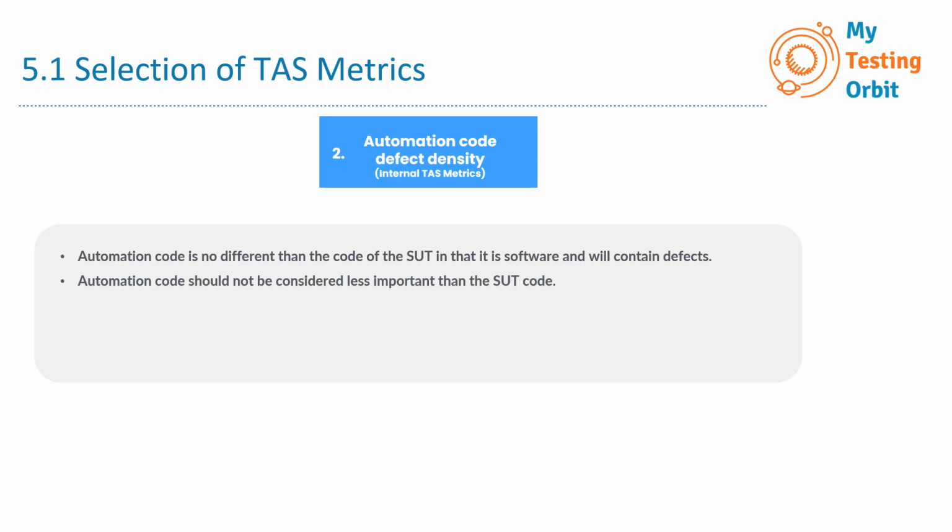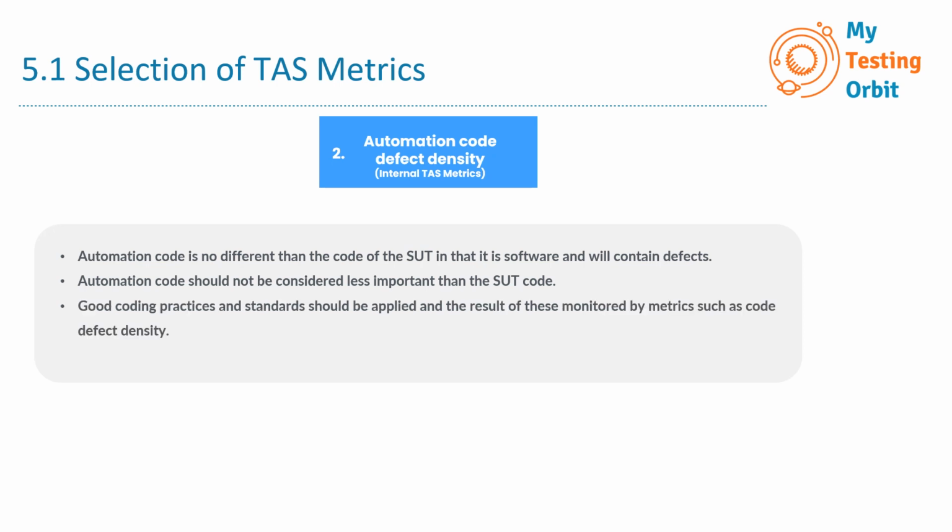Automation code should not be considered less important than the SUT code. Okay, so do not underestimate the importance of your automation code. It's as crucial as the SUT code. It plays a vital role in ensuring that your testing processes run smoothly. Good coding practices and standards should be applied, and the result of these monitored by metrics such as code defect density. You should follow best coding practices and standards when writing automation code. Metrics like code defect density can help you keep track of how well you are doing in terms of your code quality.